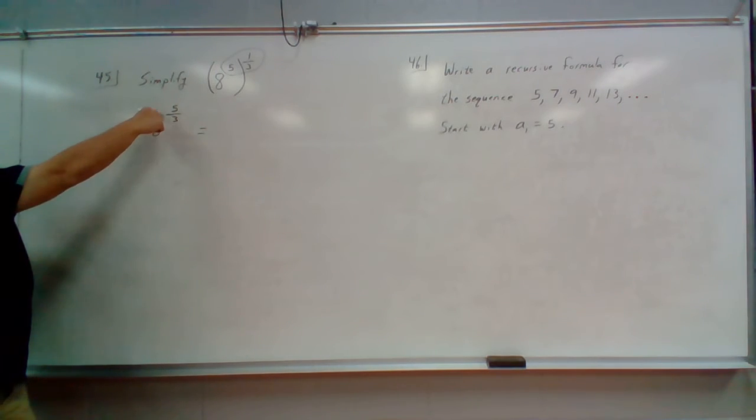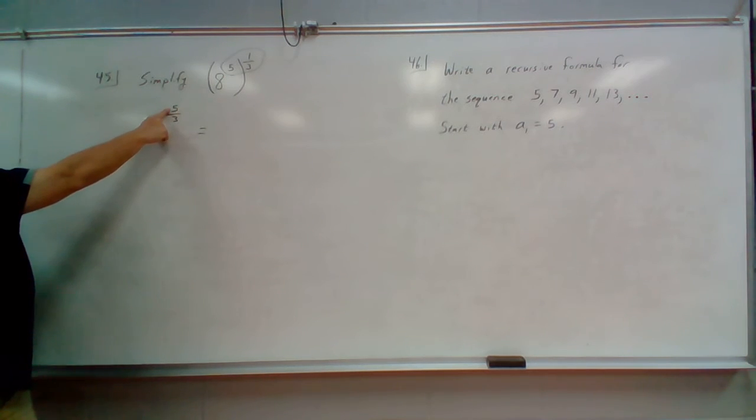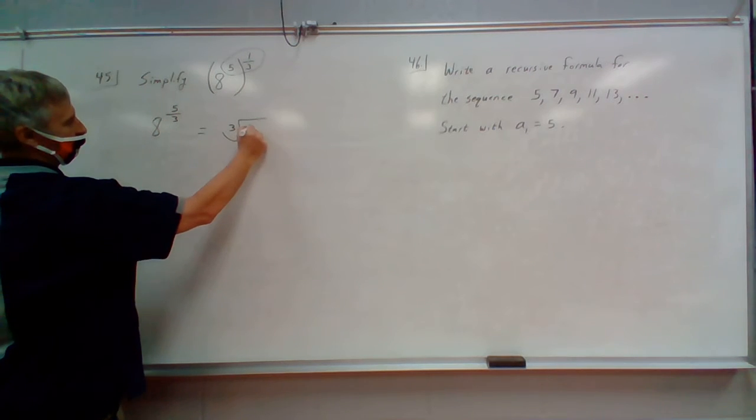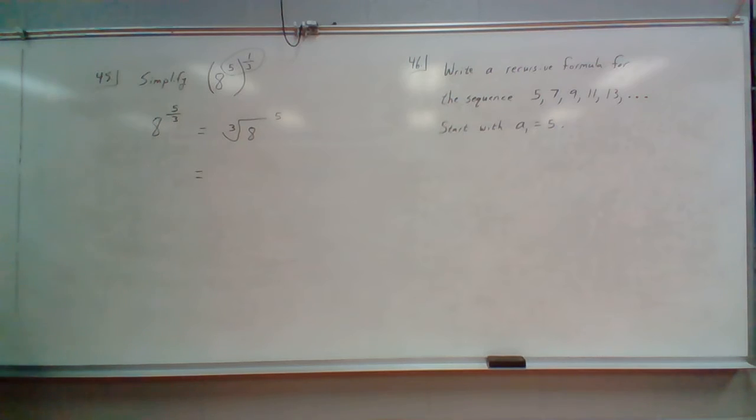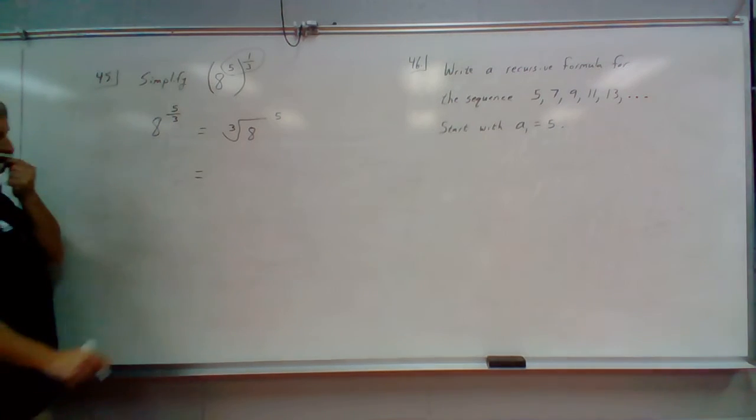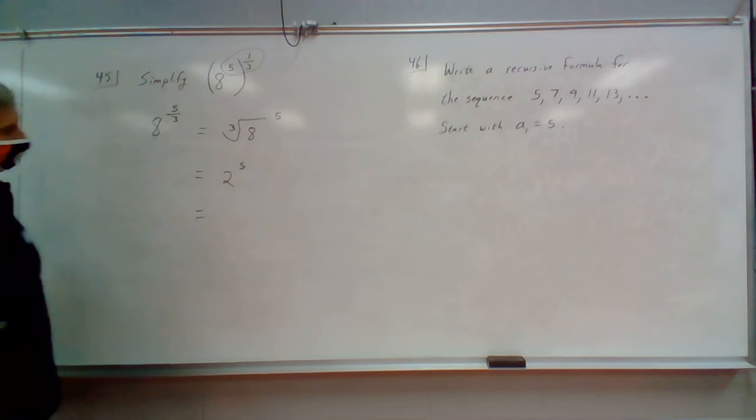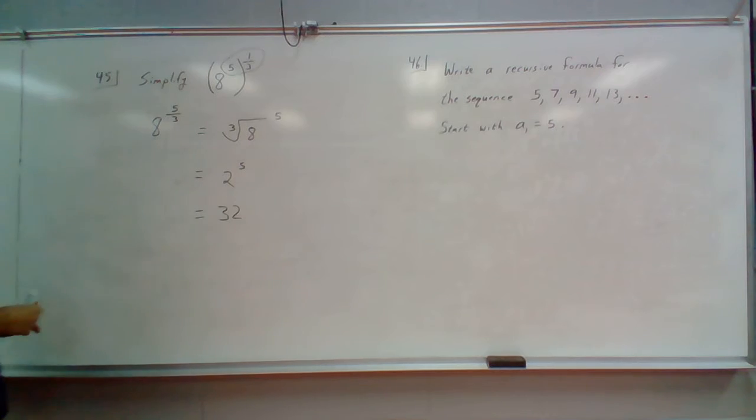Remember that when you raise to a fraction, the denominator tells you the root, and the numerator tells you the power to raise it to. So this would be the cube root of 8 to the 5th power. The cube root of 8 is 2, so I have 2 to the 5th. And I can figure out 2 to the 5th fairly easily. That would be 32.